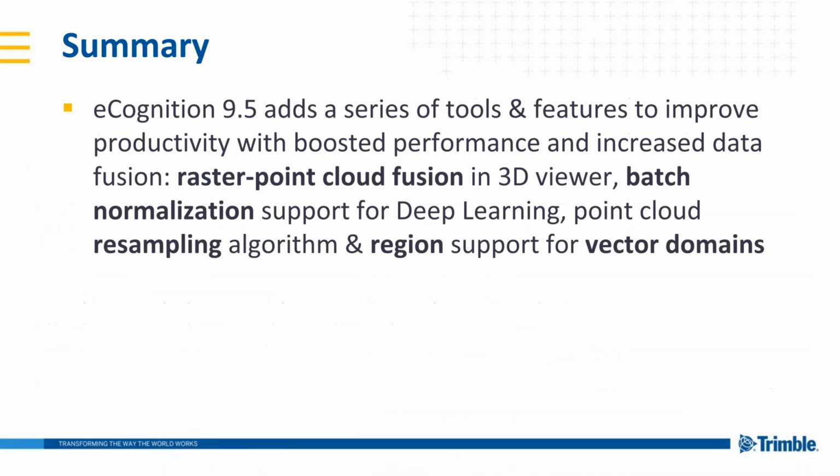So to summarize, eCognition 9.5 adds a real series of tools, features, improved tools and features as well to improve productivity. Productivity really is the key word here. Again, boosting the performance and increased data fusion. We have the raster point cloud fusion tools and the 3D viewer, batch normalization support for deep learning, as well as some of those great sample space operations, point cloud resampling algorithms, region support for vectors. These are some real time savers in terms of processing. And I hope you really enjoy these features and we can accelerate your analysis.